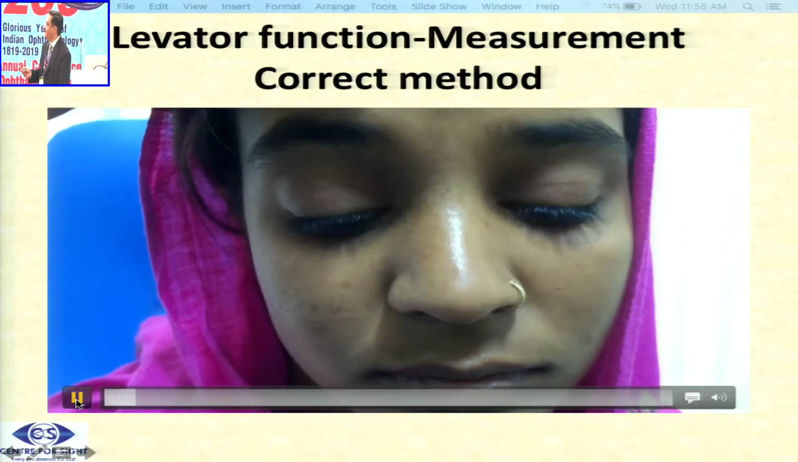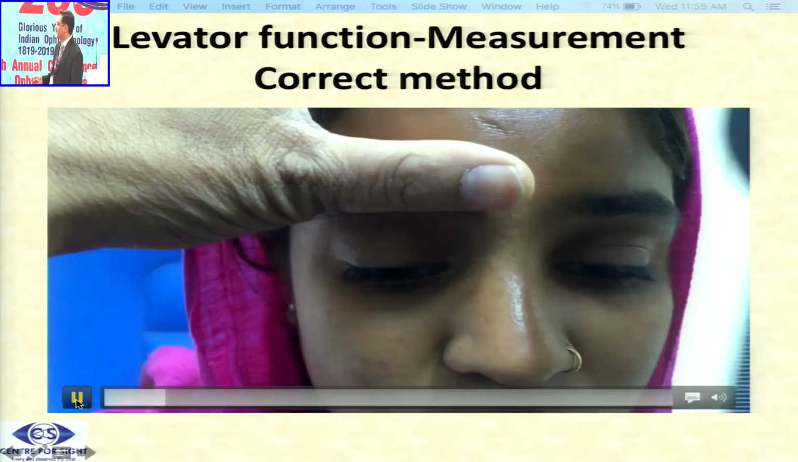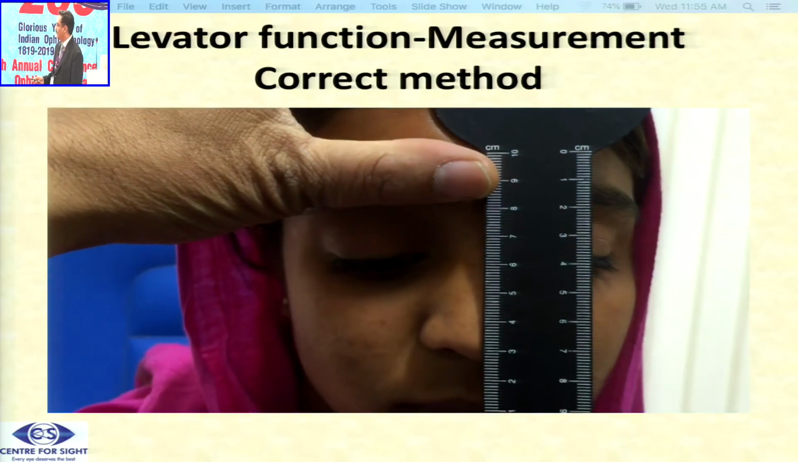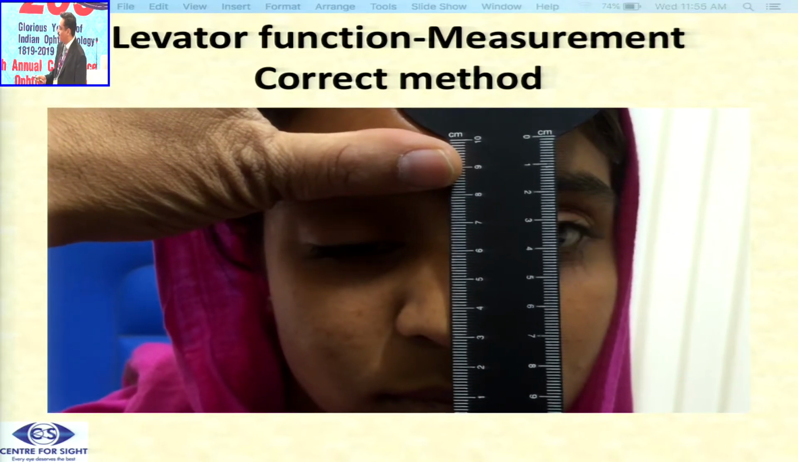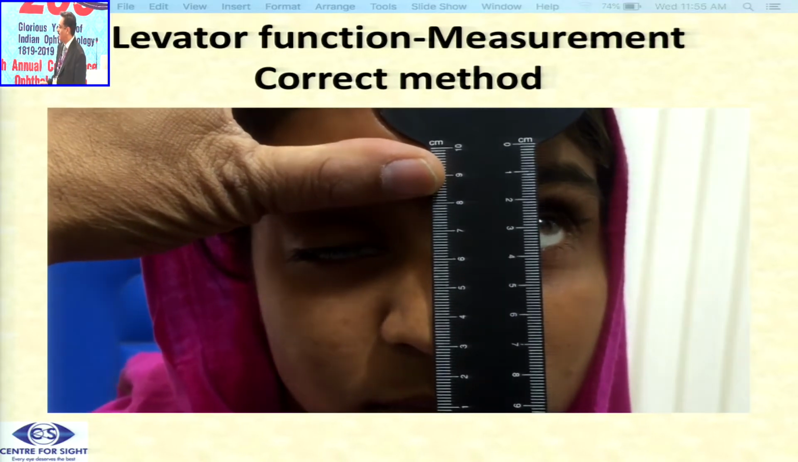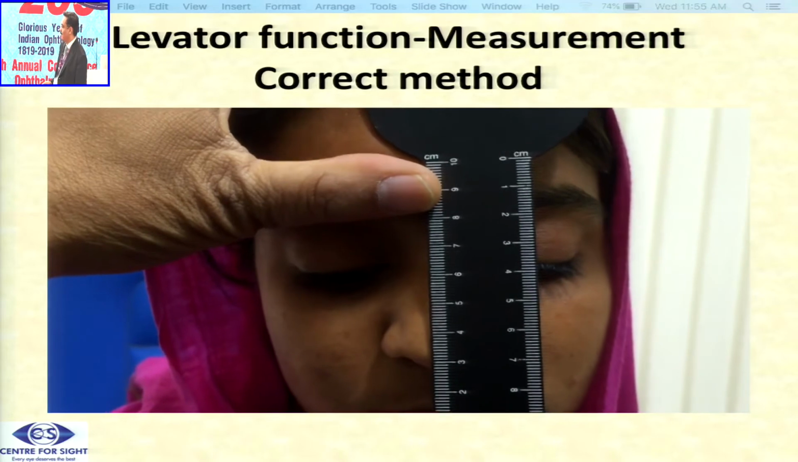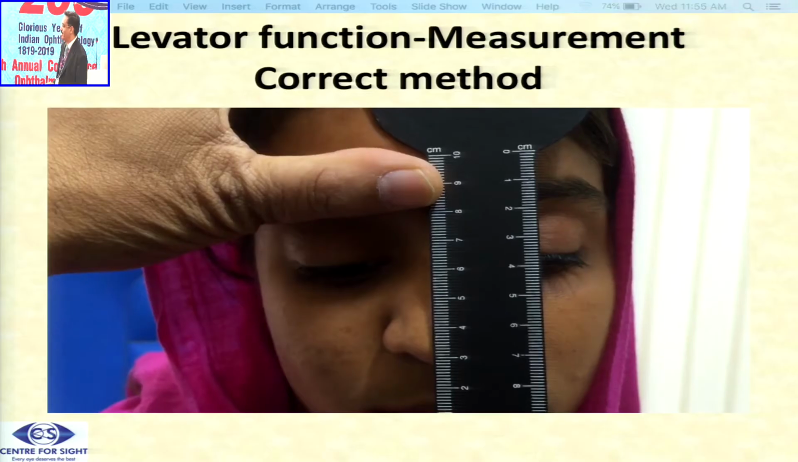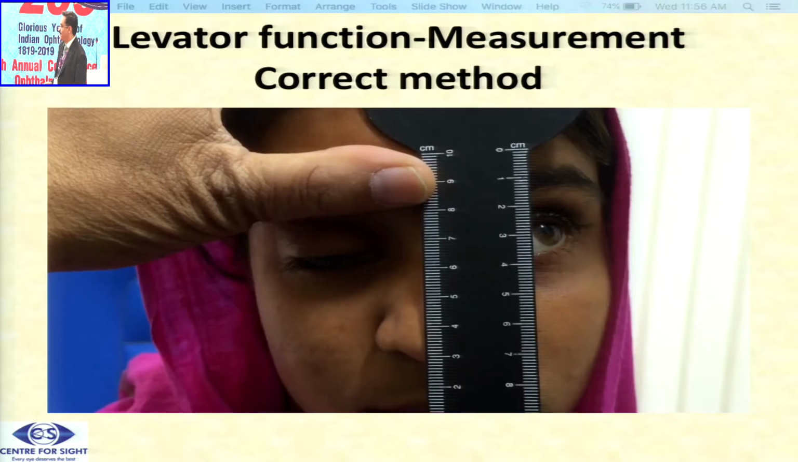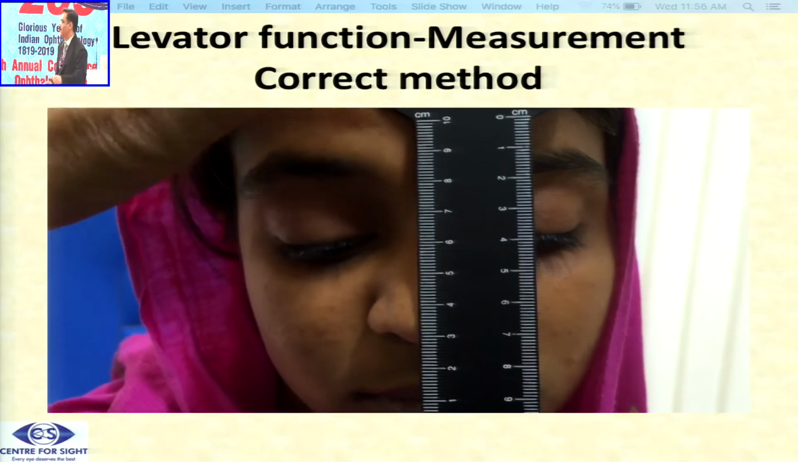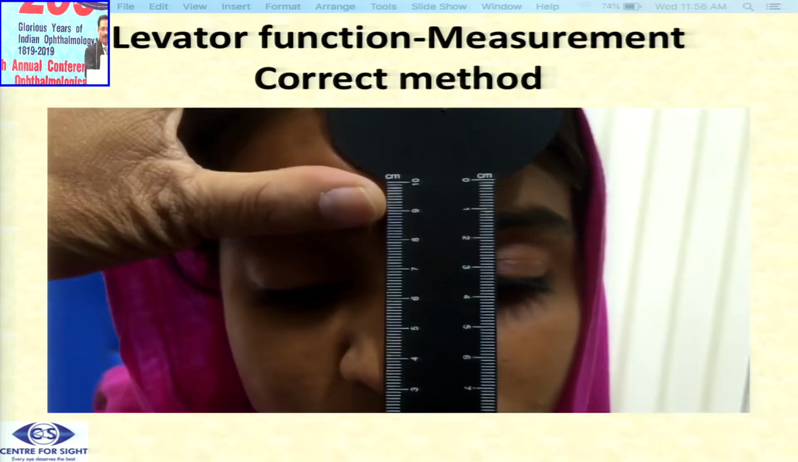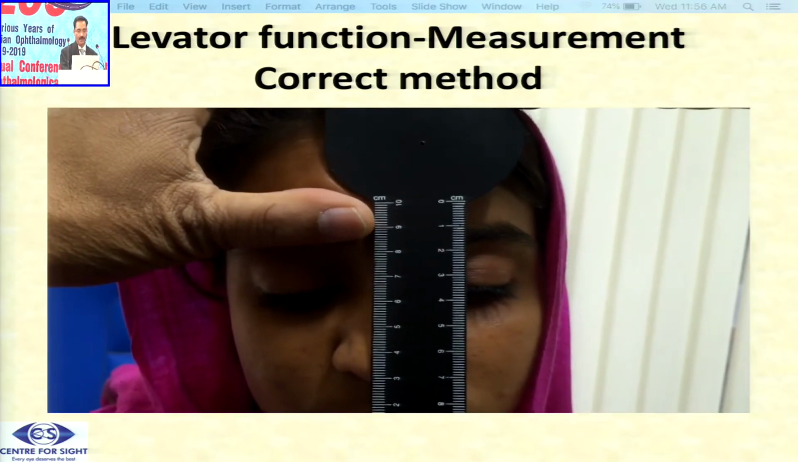You will have to first ask the patient to look down, then place your thumb directly pressing on the brow. Your thumb should not move up or pull down, and then ask the patient to look up and check the excursion of the eyelid on the scale. So, your thumb should be directly over the brow. You should not be pulling the brow or pushing the brow. So, this is the proper way of checking levator function.